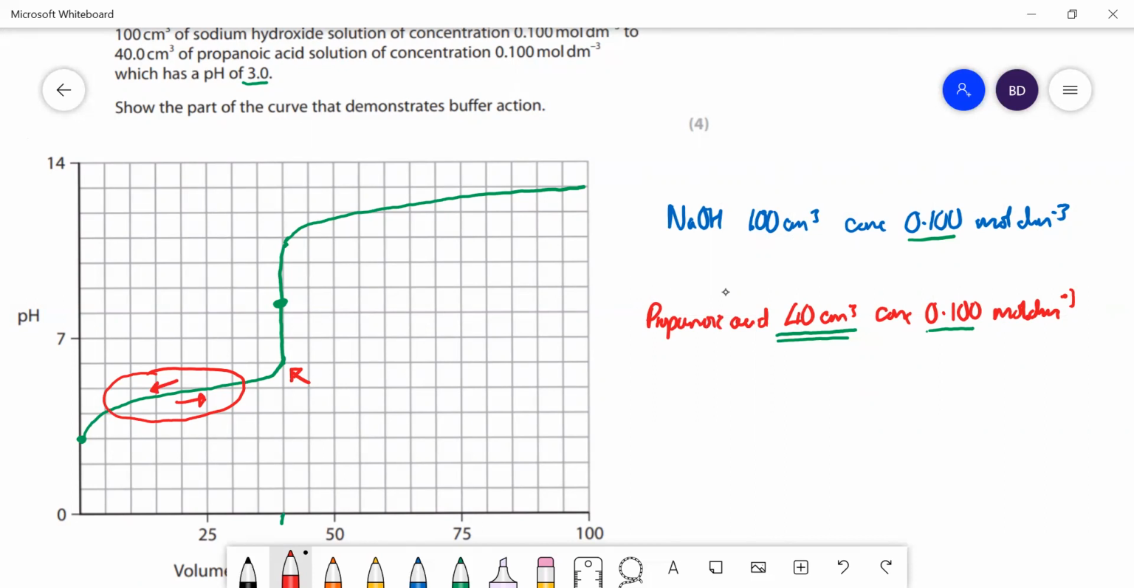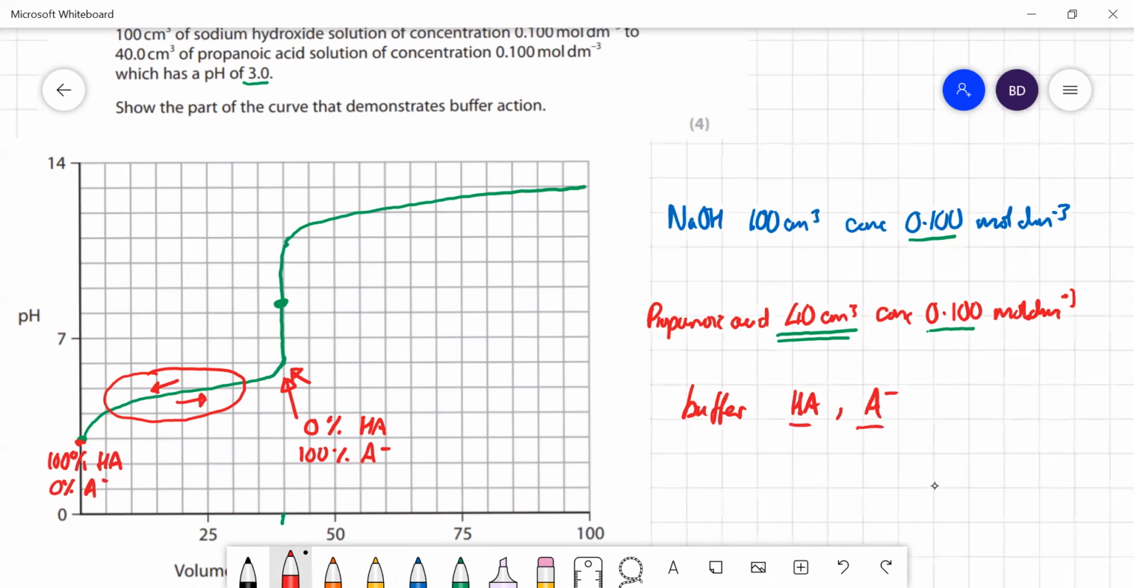Just to remind you here, so what do we need? A buffer, you need a mixture. You don't need to say this in your answer, I'm just saying it. A buffer is a mixture of a weak acid and its conjugate base, A minus. Okay, let's see what we've got. At this point, we've got more or less 100% of the weak acid, and we've got like 0% of A minus. At the end point here, it's the other way around, we've got 0% of HA, and we've got 100% of A minus. So in the bit I've circled in red, that's where you've got plenty of HA and plenty of A minus, acting as a buffer.